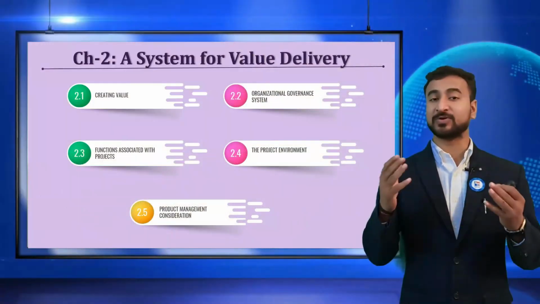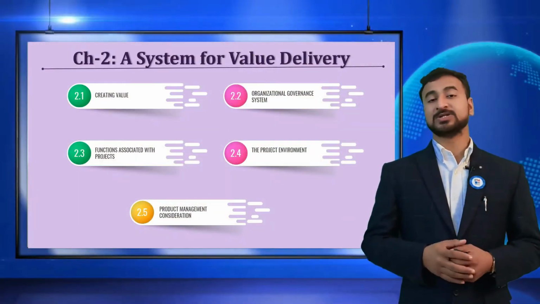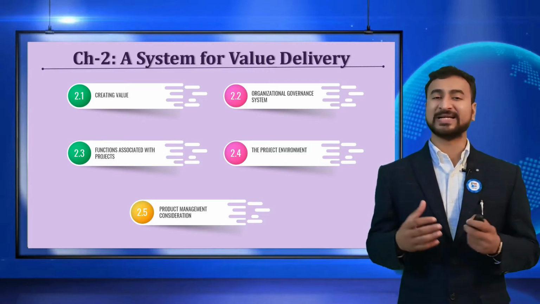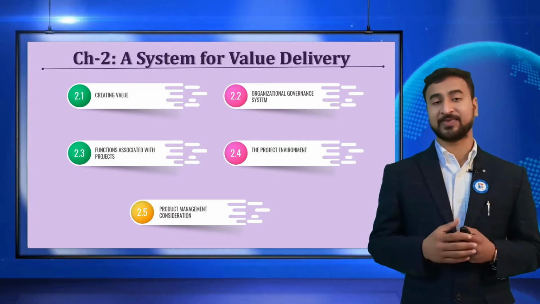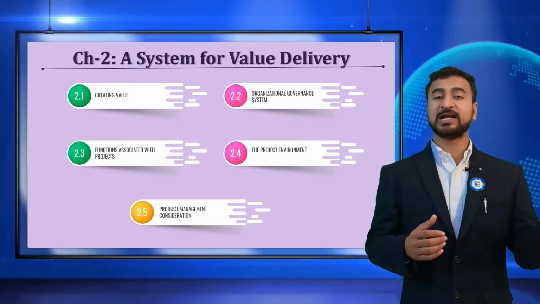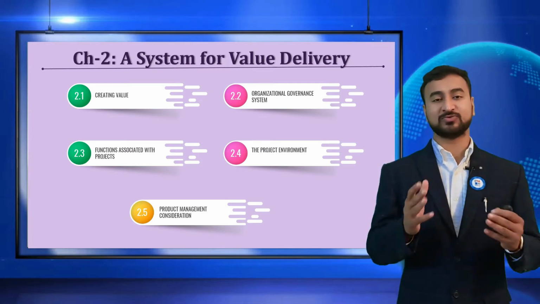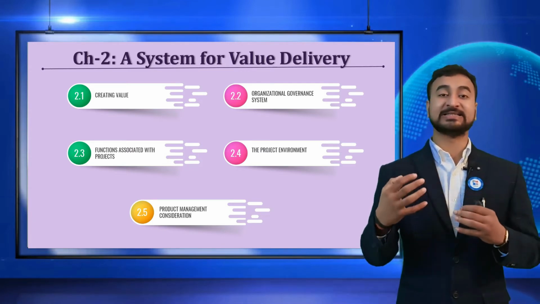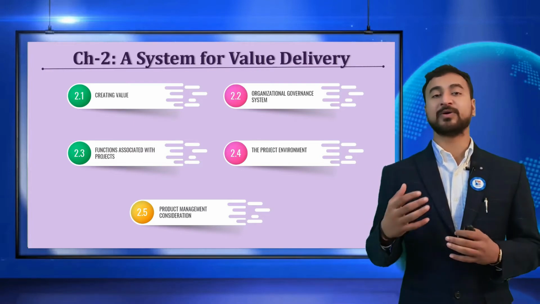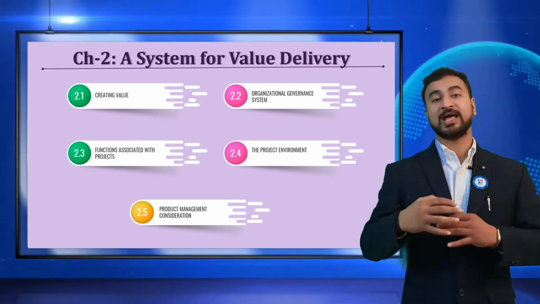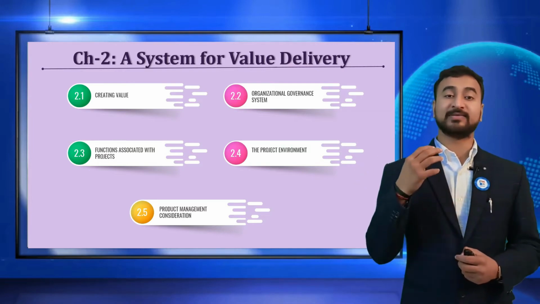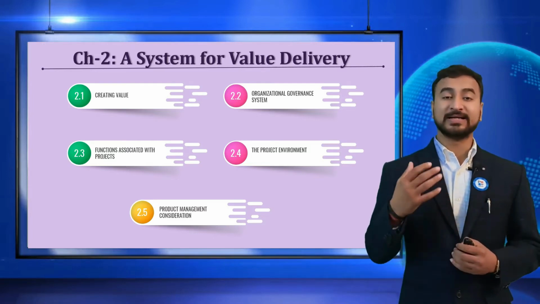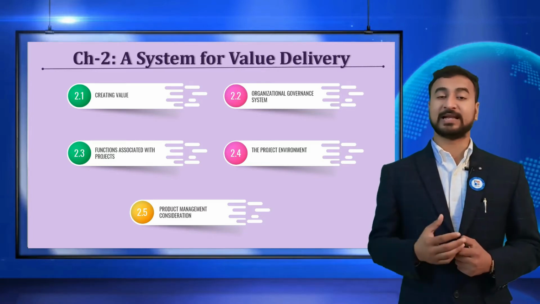We are discussing the product management consideration. This is very interesting, because this particular topic, product management consideration, appears for the first time in PMBOK version 7. In our earlier editions it was not part of the PMBOK, but it is the need of the hour, the requirement of an industry that is more agile, where we have to have a holistic view that is more focused on value delivery, and that is the reason we need to understand the product management life cycle.